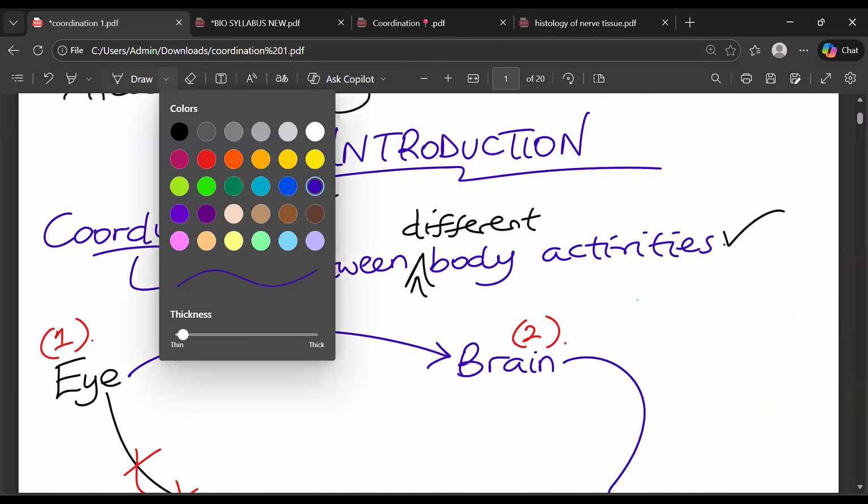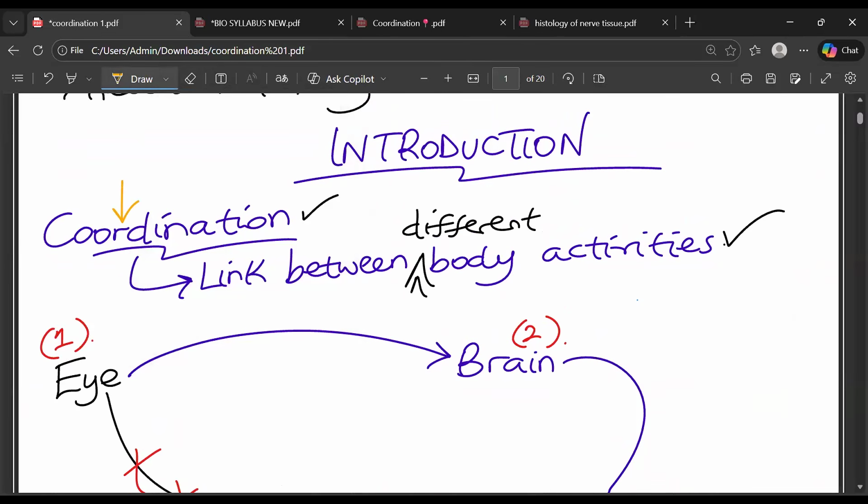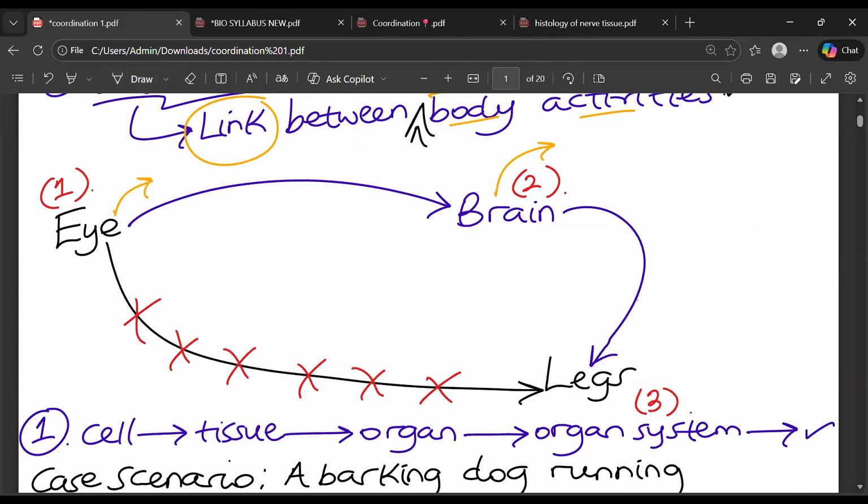Okay, now just to take you back slightly, we say the coordination is the link between different body activities. And the system that really does this, because you're linking different body activities, you need different body organs. I want you to understand this, because we are talking of the eye, which is an organ. We are talking of the brain, which is an organ. Also, we are talking of legs. Of course, legs are body organs, though they are best called limbs in biology.